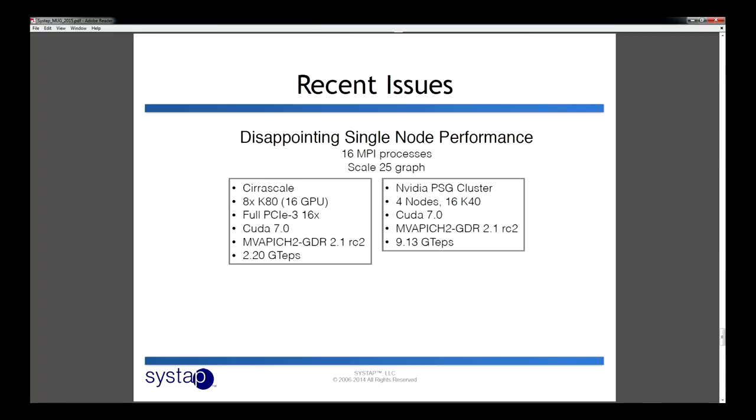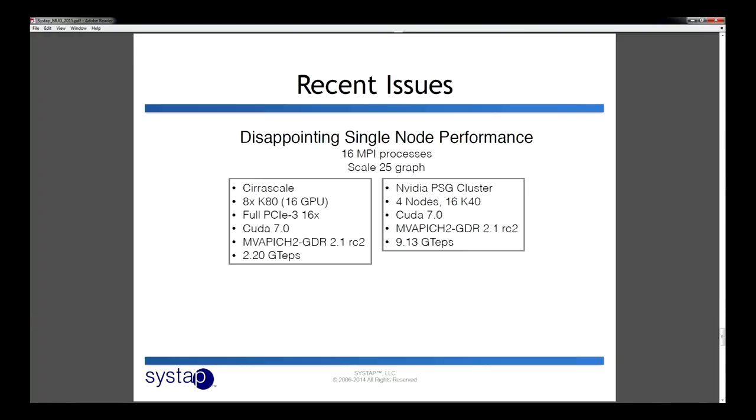When we ran on the PSG cluster, we had 9.13 GTEPS, and previously we did have 18.